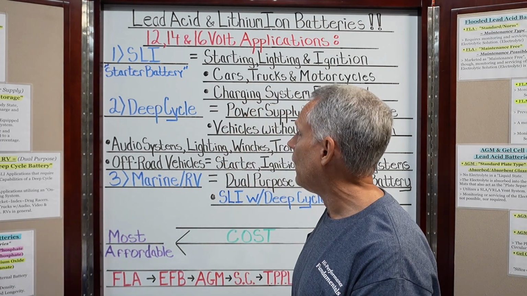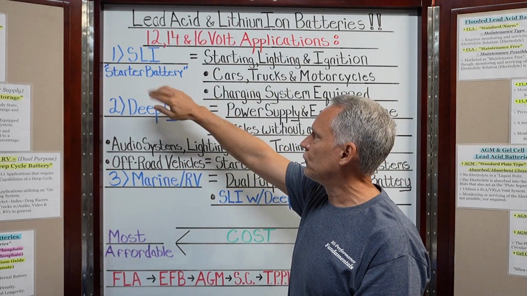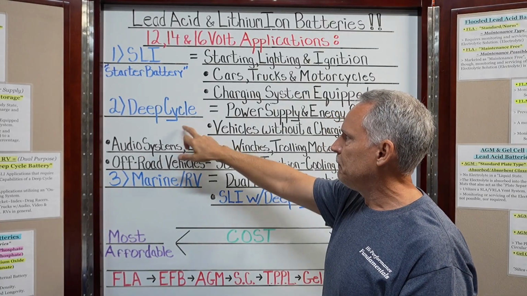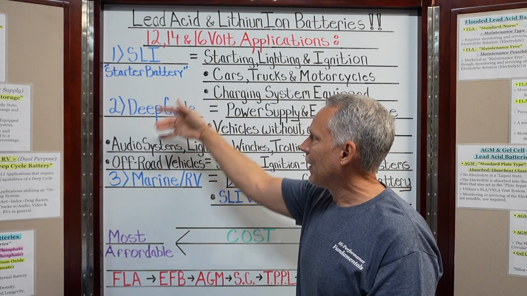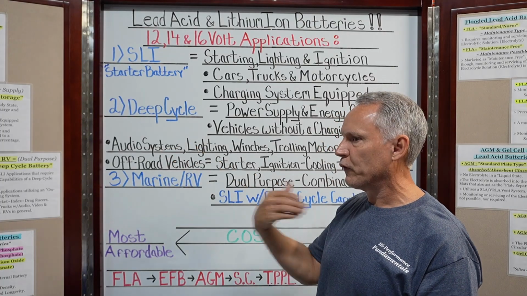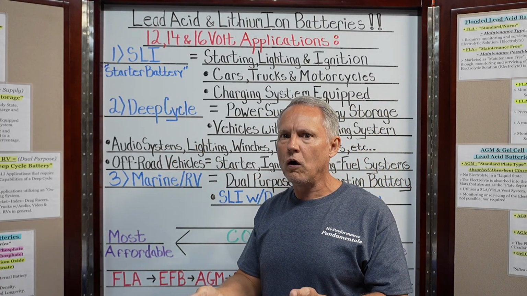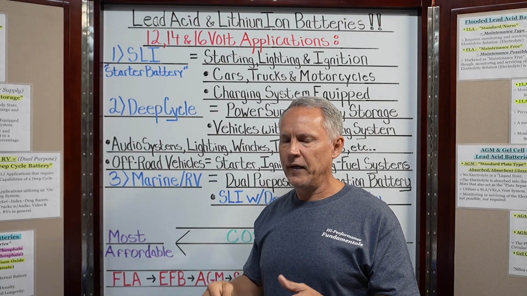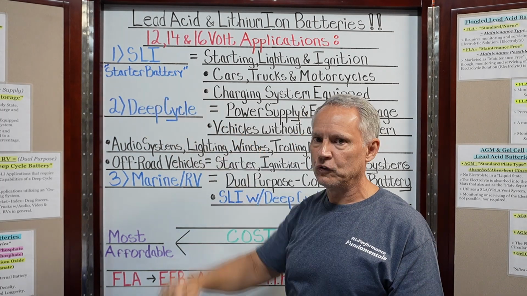Alright, so first off, let's talk about that. The 3 applications are going to be an SLI battery, also known as a starter battery, a deep cycle battery, and a marine or RV battery. When you're purchasing a battery for your car, you're going to look it up by the VIN, by the year, the make, the model, the engine size. It's going to cut to the chase. It's basically going to have you purchase an SLI or a starter battery.